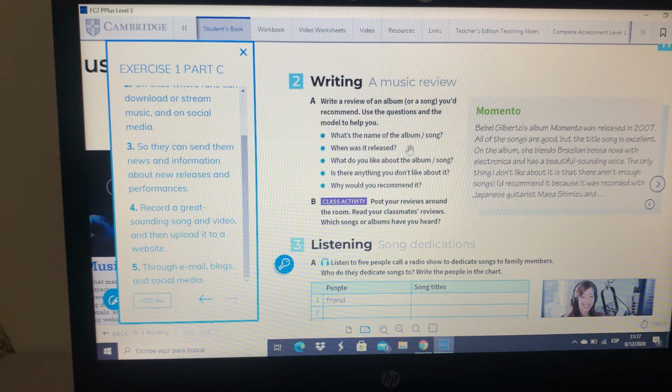What's the name of the album or the song? When was it released? What did you like about the album or song? Is there anything you don't like about it? Why would you recommend it? So guys, these questions are just for guide. This is a guide for you to write a paragraph similar to this. So taking into account these questions, you are going to write something like this.